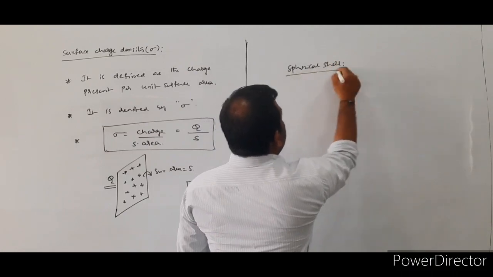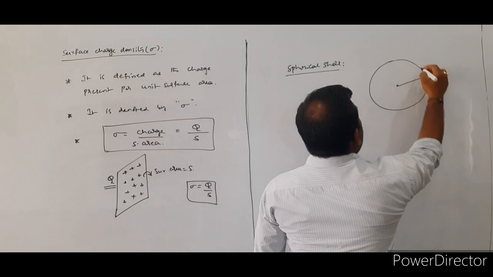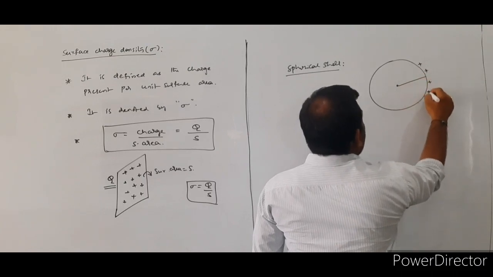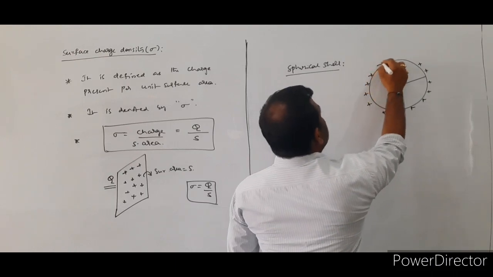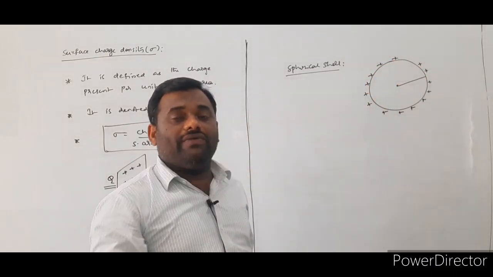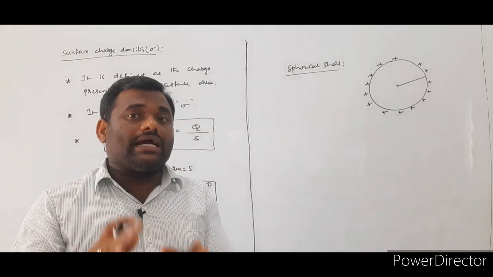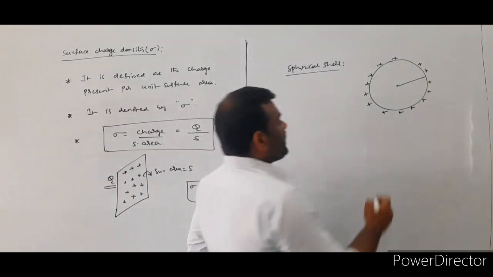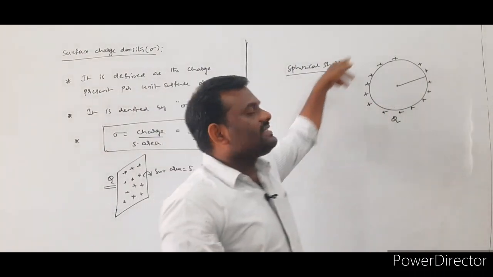For the spherical shell, we are given capital Q amount of charge. Capital Q amount of charge was given to the spherical shell. Whenever it is a conducting shell, whatever charge is given to the conducting shell, that entire charge will be uniformly distributed over the outer surface.